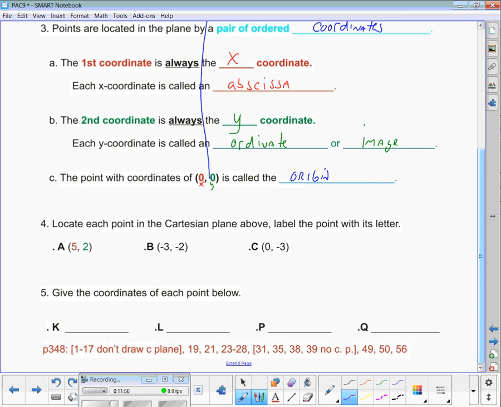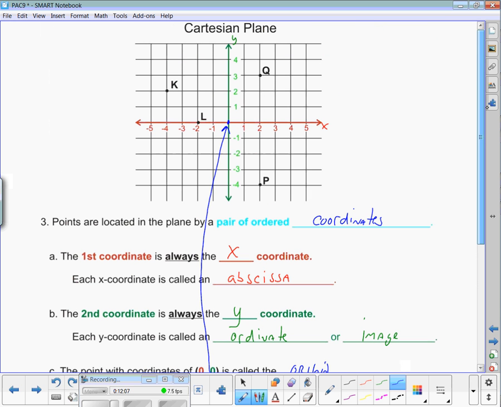Label the point with its letter. Okay, so first off, we want to do point A, and we want to put it at (5, 2). Okay, so I have to scroll back up. You guys have your sheets in front of you. So point A is supposed to go at (5, 2).